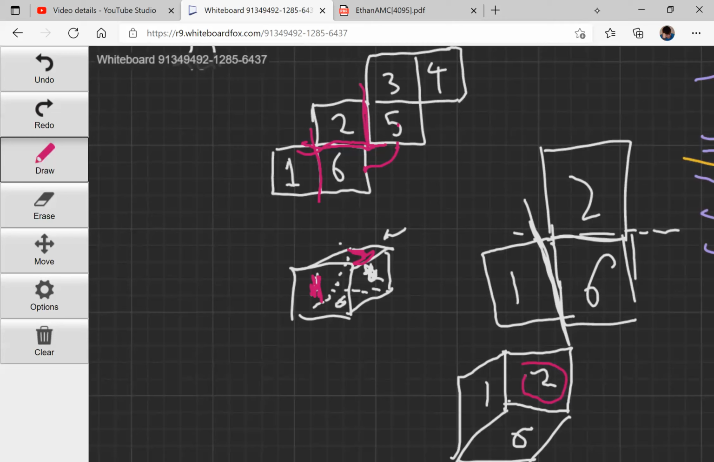So when you fold this here and stick this to here, this 5 comes here. Five goes here. 2 is here.